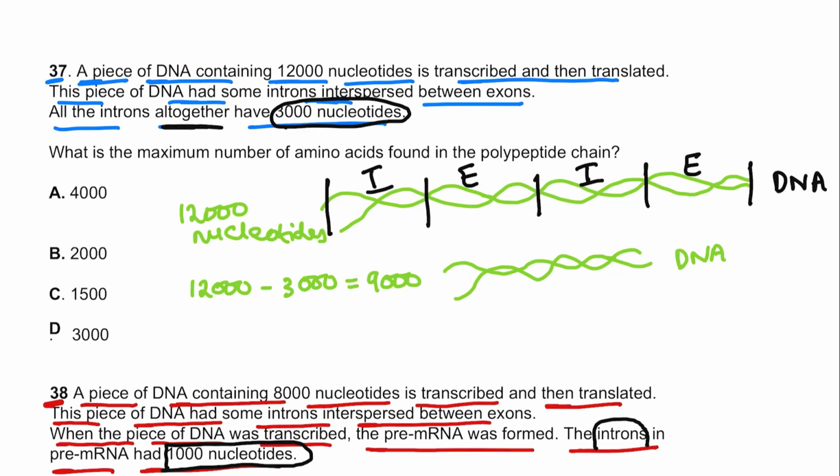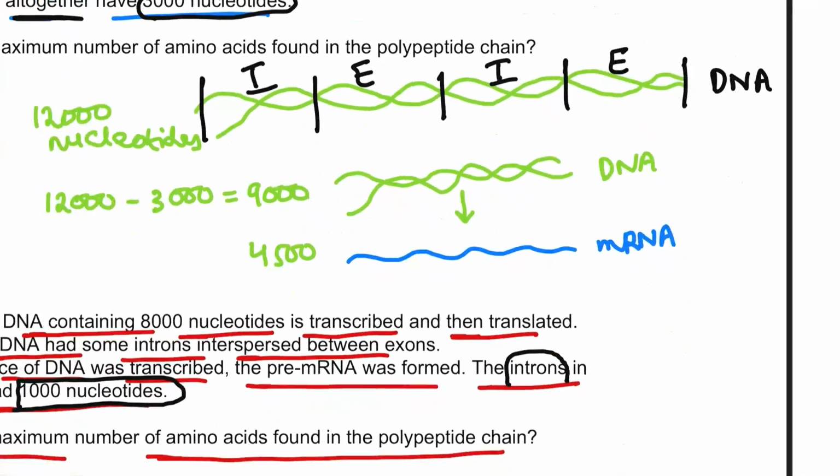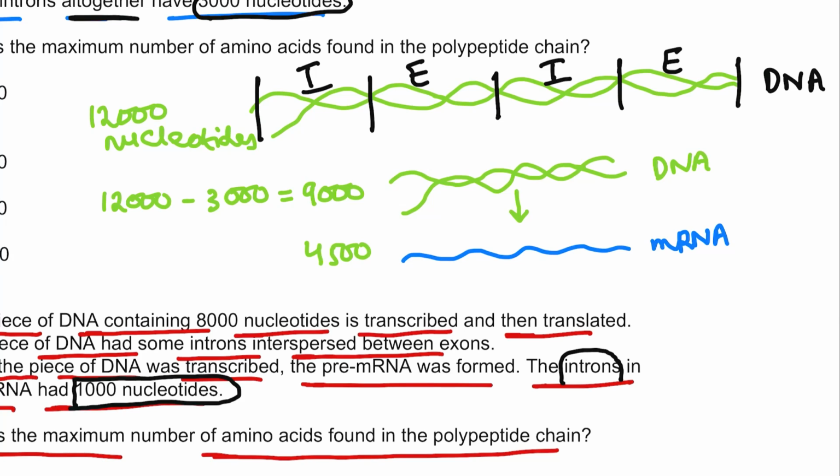Okay, so for translation, what is formed? First transcription occurs and a messenger RNA is formed. And when this messenger RNA is formed, it contains half the nucleotides, because in the two strands there were 9000 nucleotides. So in one strand there will be 4500 nucleotides, right?